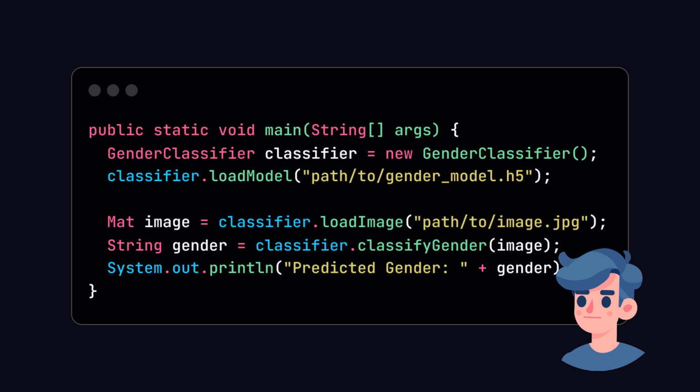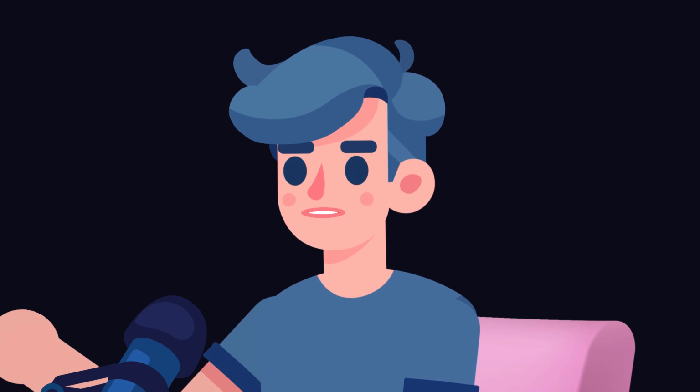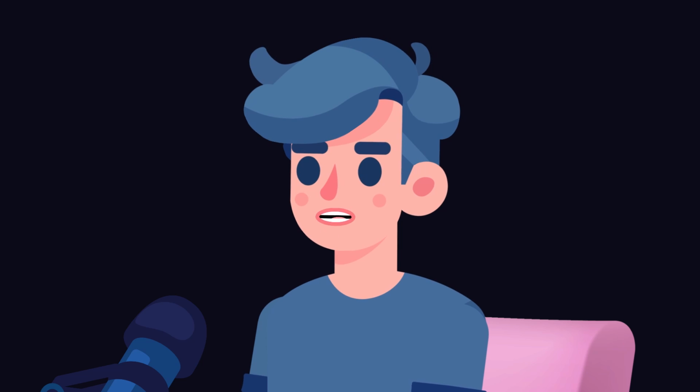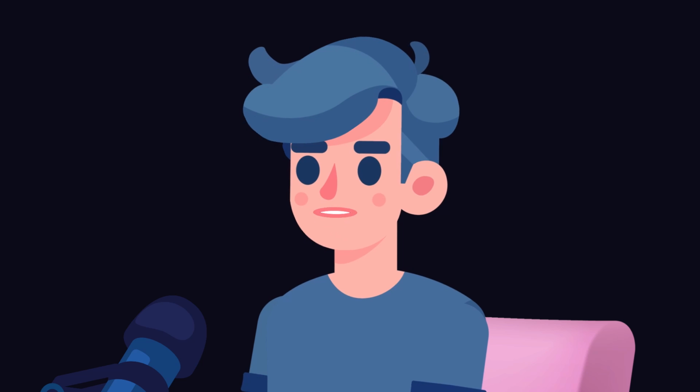To finish up, let's create a main method to bring everything together. This method will handle loading the image, predicting gender, and printing the result. This main method instantiates the GenderClassifier class, loads a specified model, then loads an image from disk, and uses it to classify the gender, printing the result to the console.